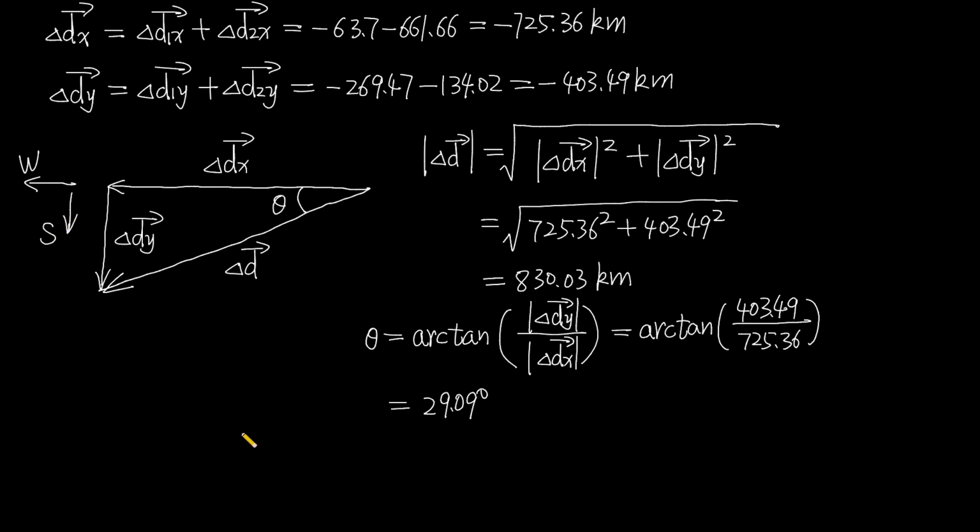So at last, the total displacement delta D has magnitude 830.03 kilometers. Then the direction is west 29.09 degrees toward south.